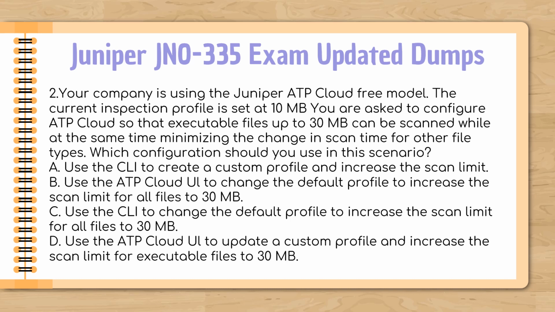A. Use the CLI to create a custom profile and increase the scan limit. B. Use the ATP Cloud UI to change the default profile to increase the scan limit for all files to 30 MB. C. Use the CLI to change the default profile to increase the scan limit for all files to 30 MB. D. Use the ATP Cloud UI to update a custom profile and increase the scan limit for executable files to 30 MB.